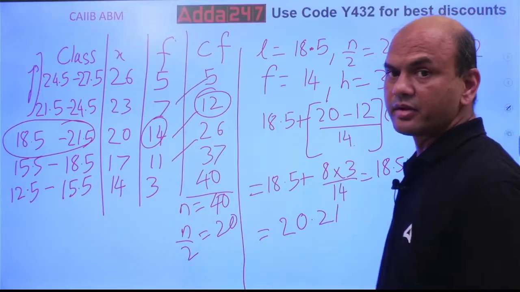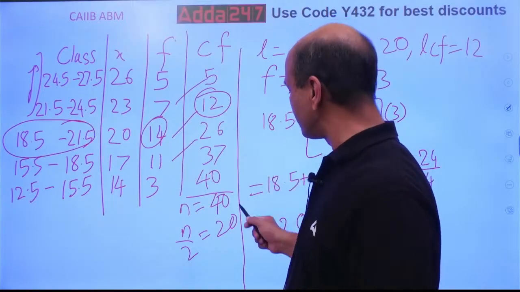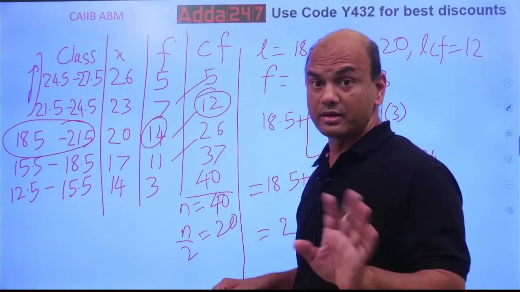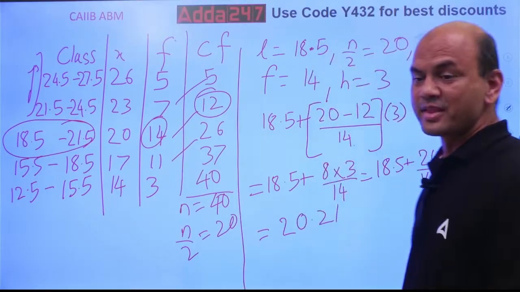This is your median. One thing you always note, your median should always be near to your N upon 2. Near. I am not saying exact. Near. Okay. So that was it.